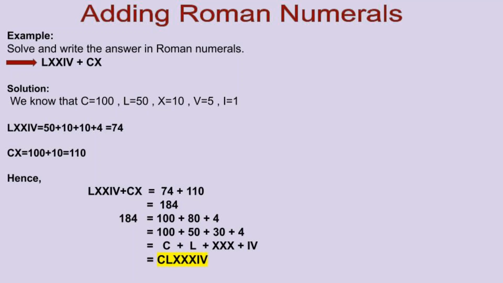184 can be written as 100 plus 80 plus 4 in powers of 10. So 100 plus 80, we don't know the exact Roman numeral value. Hence we have to again separate and write it in the form of 50 plus 30, which gives 80, plus 4. Replace the Roman numeral for the value. C plus L plus XXX plus IV. Hence, the answer is CLXXXIV.